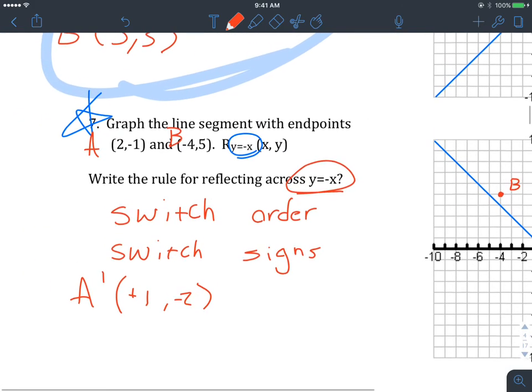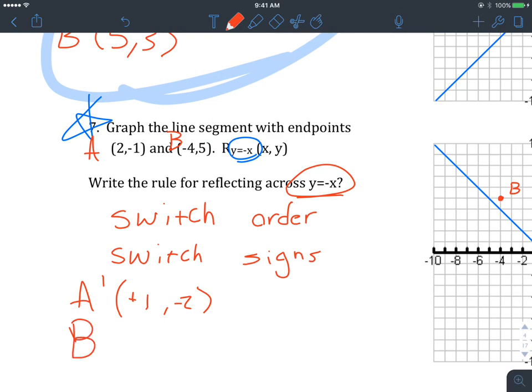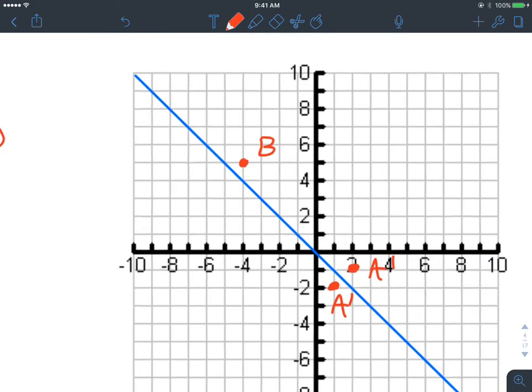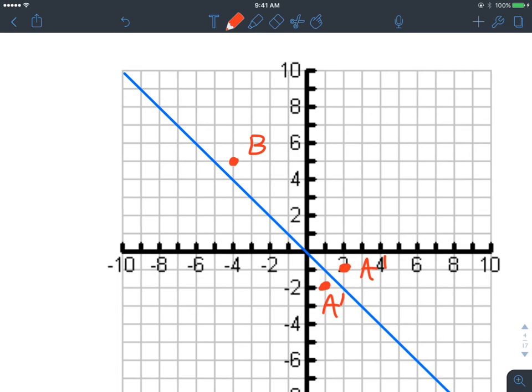And then B prime, same thing, so switch the order, 5, -4, but then change the sign. So -5 and +4. -5, +4, right there, B prime. And then there's your 2 lines right there. And then it should look like a reflection. Always go back, take a step back. Does that look like a reflection across that line?